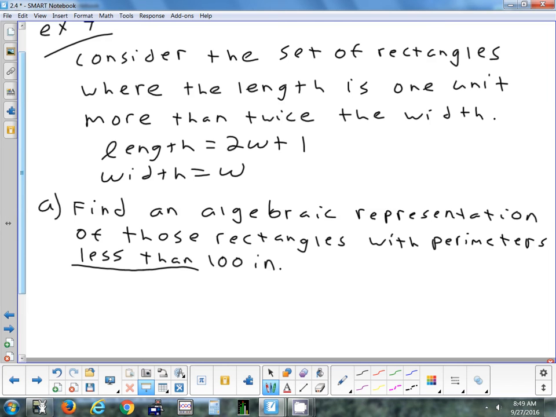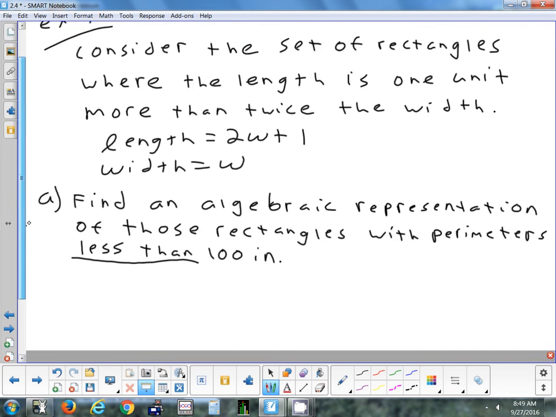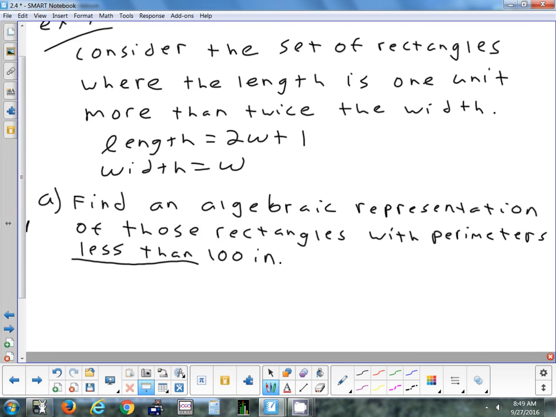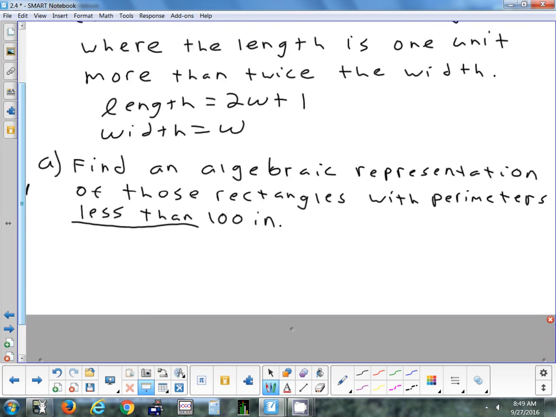Now, I'm not sure what they're going to ask me about here. I got to read part A. Is this an area problem, a perimeter? We'll see in a second. It says find an algebraic representation of the rectangles above with perimeters less than 100. So I want the perimeter to be less than 100. Okay, what is the perimeter of the rectangle up above?